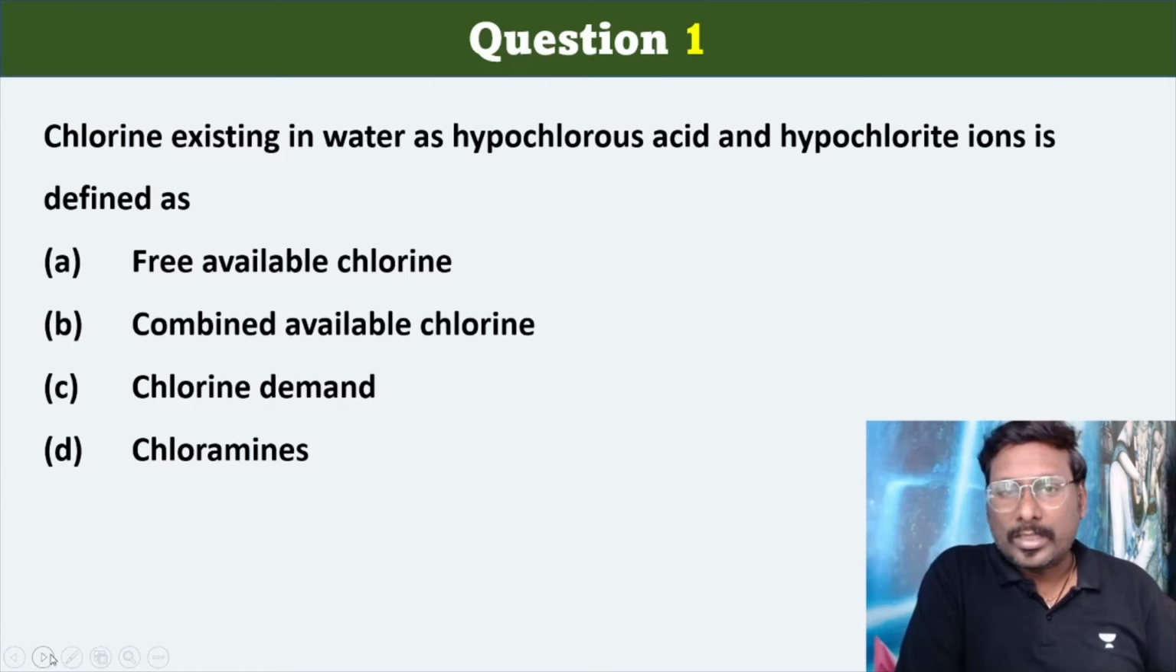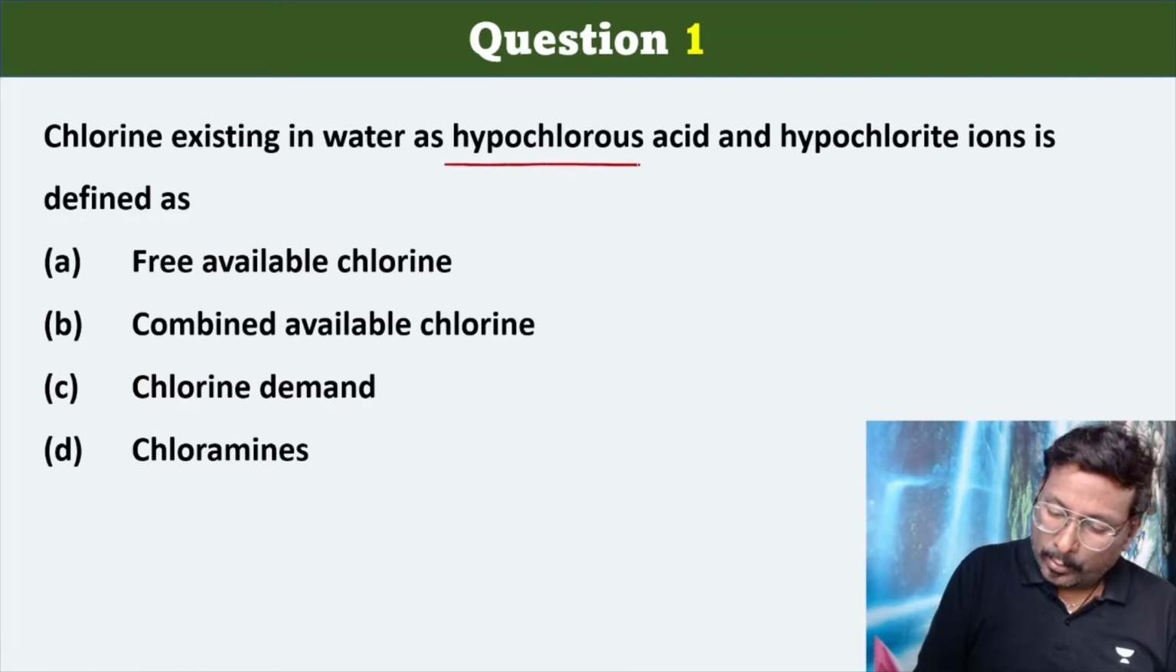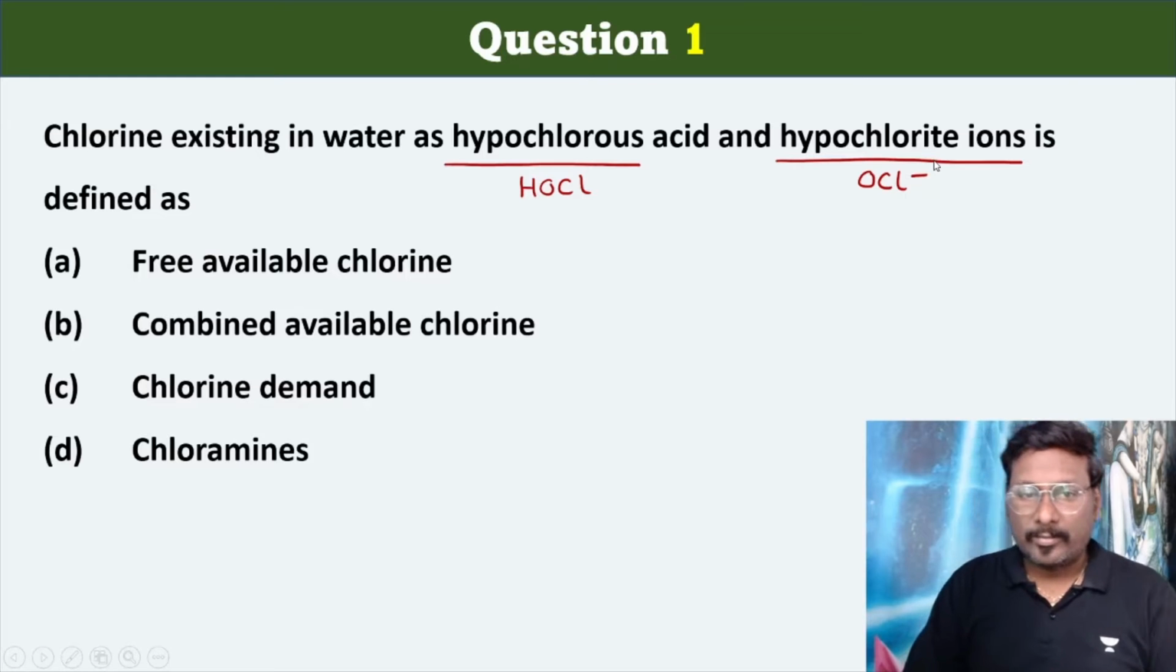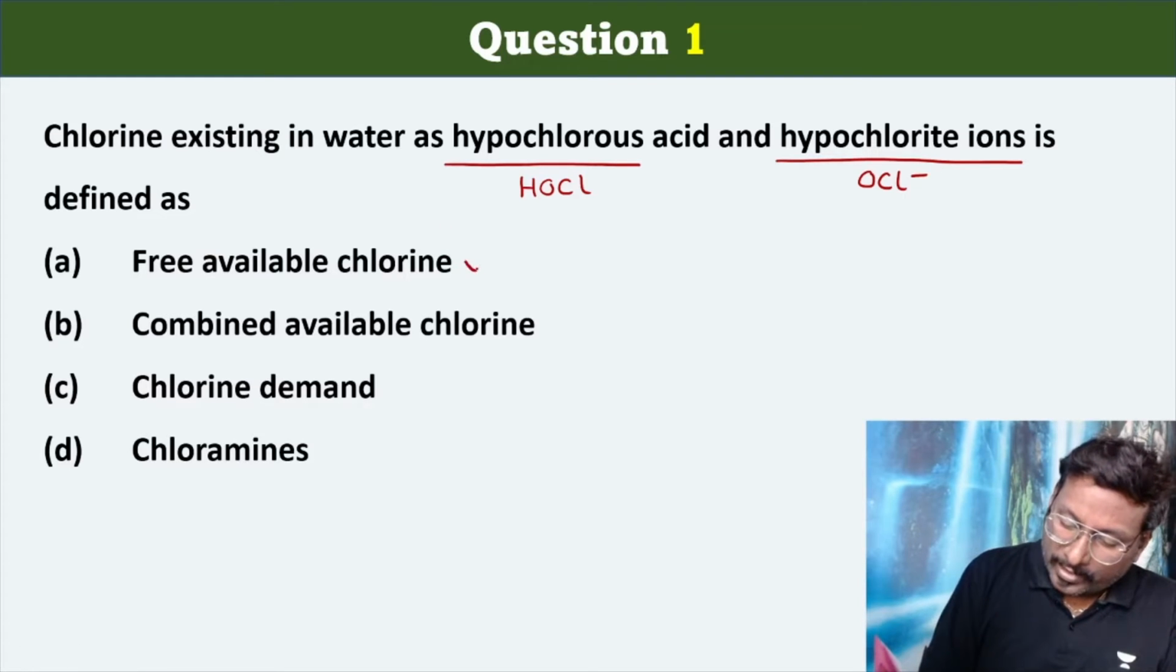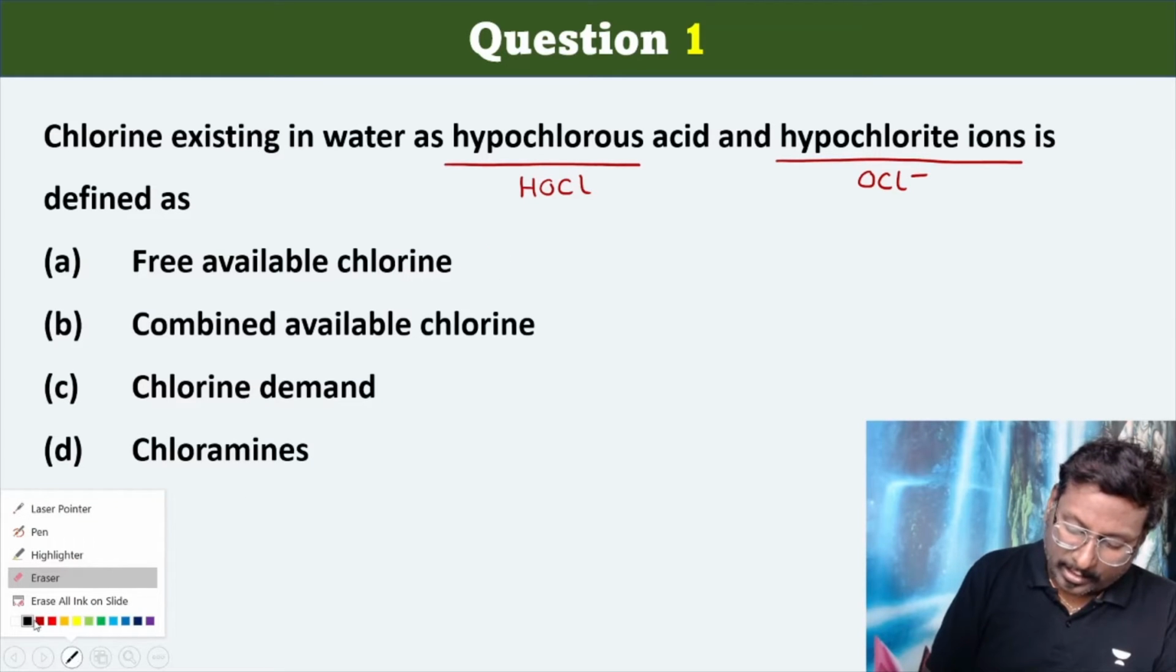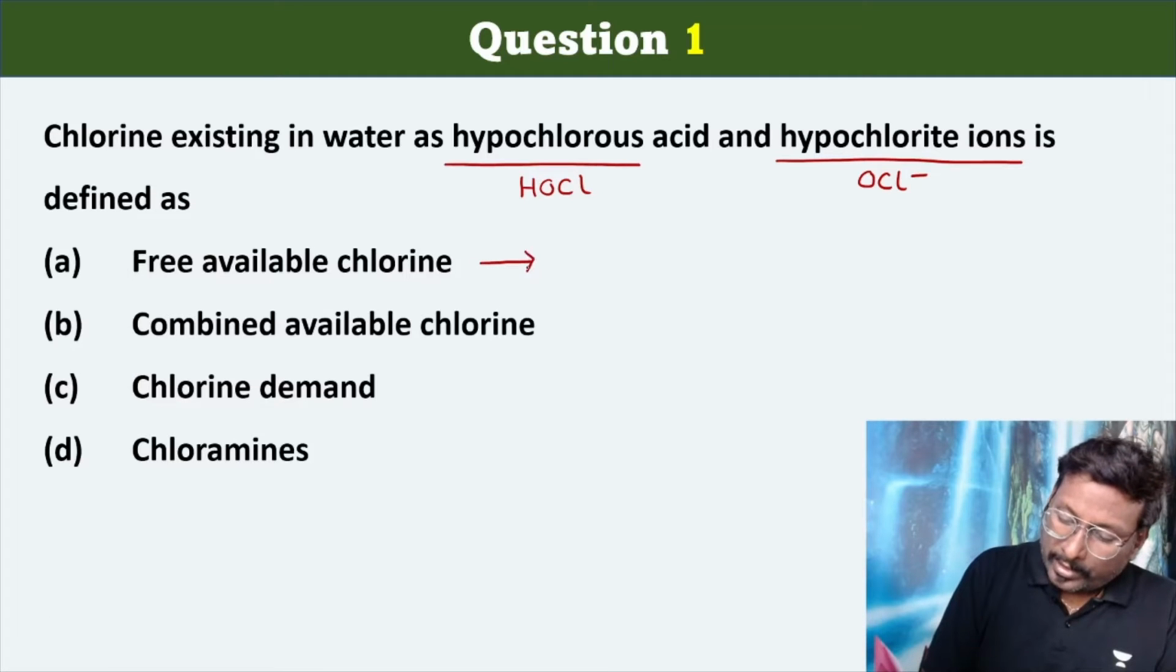So moving forward to questions. Chlorine existing in water as hypochlorous acid, HOCl, and hypochlorite ion, OCl minus, are defined as freely available chlorine. While writing chlorination heading itself in our notes, very clearly we have written freely available chlorine is HOCl and OCl minus.